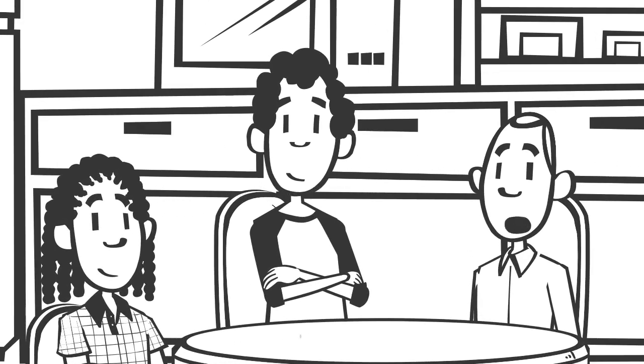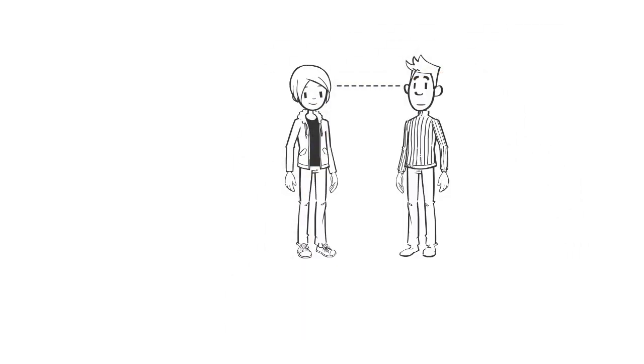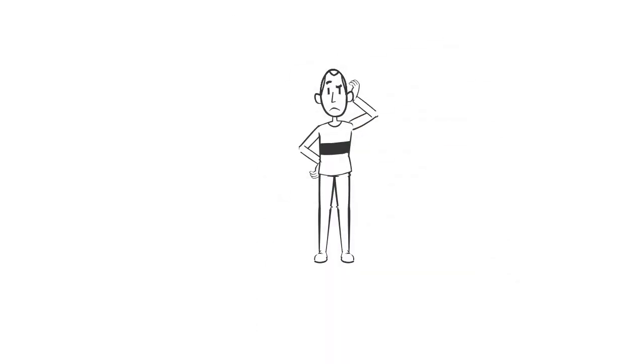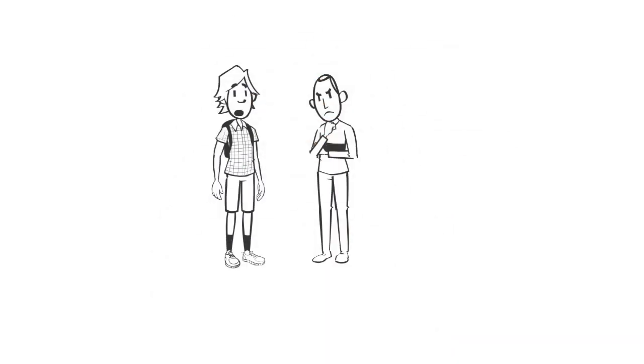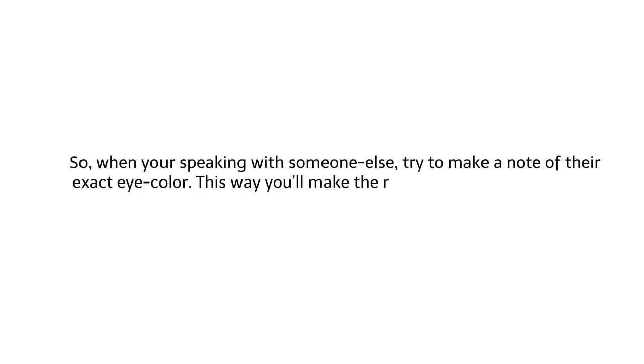6. Eye color. Everyone knows eye contact is important when talking to someone and trying to build an impression. Yet a lot of people find it hard to maintain eye contact. In fact, most people are very uncomfortable with eye contact, not necessarily when listening, but when speaking to the other person. So when you're speaking with someone else, try to make a note of their exact eye color. This way you'll make the right amount of eye contact.